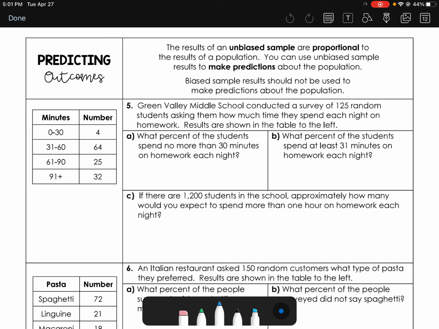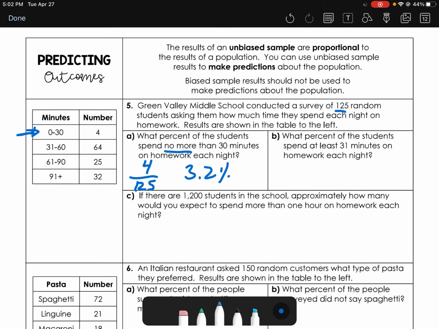Green Valley Middle School conducted a survey of 125 random students, asking them how much time they spent each night on homework. Now we can see our result in the table to the left. What percent of students spend no more than 30 minutes on homework each night? So we look at the table, no more than 30 minutes means that we wouldn't go over 30 minutes. So I got 0 to 30. There are 4 students out of my 125 random students. So 4 out of 125, I can divide it in my calculator, 3.2%.